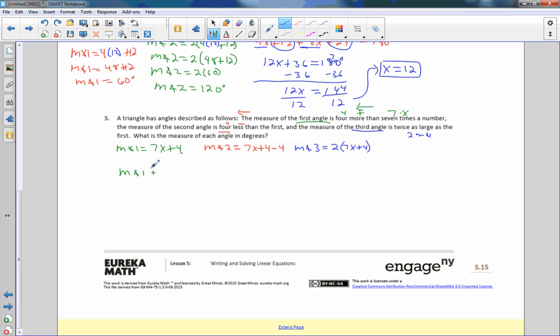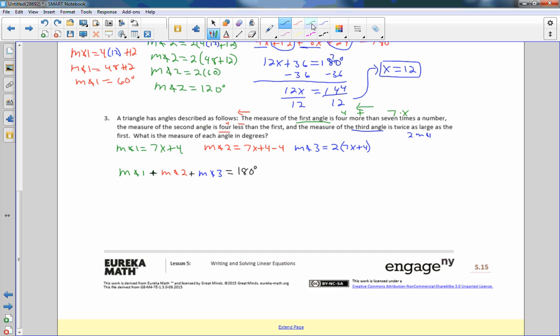Let's make this black in between. Plus the measure of angle 2 plus the measure of angle 3 equals a triangle, 180 degrees, triangle sum theorem. So these 3 add up to 180.